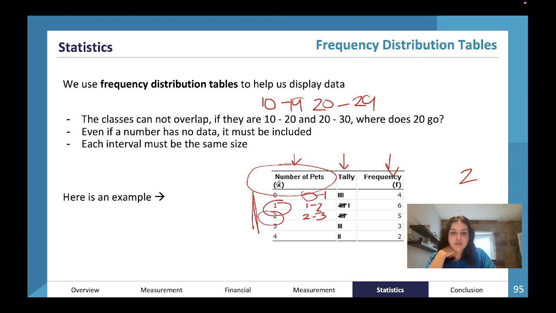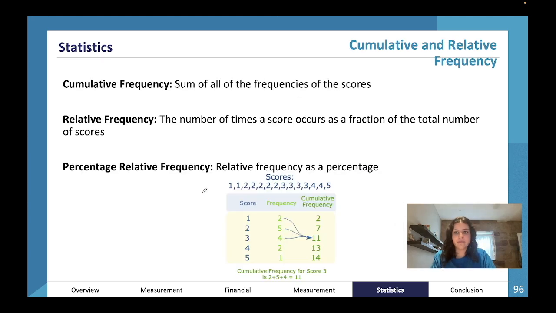Even if a number has no data, like let's say 5 pets, there was no one, you still have to include it if it's in the data set. Each interval must also be the same size. So you can't do 0 to 1 pets, 2 to 6, 7 to 8. Everything has to be the same size. We see that in the example sitting there.